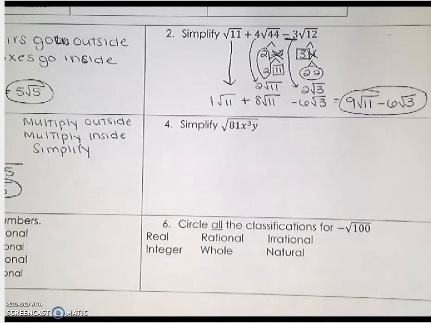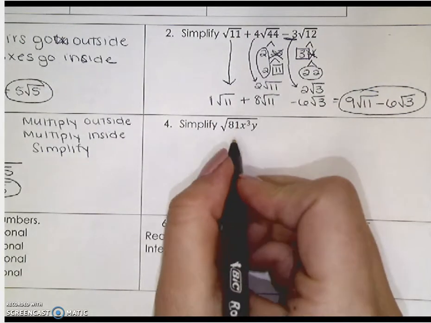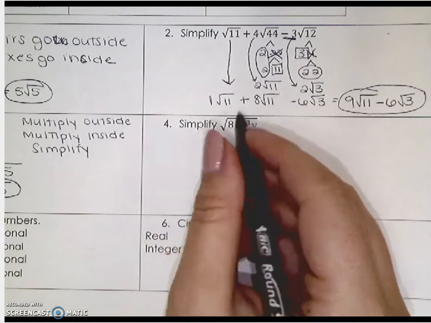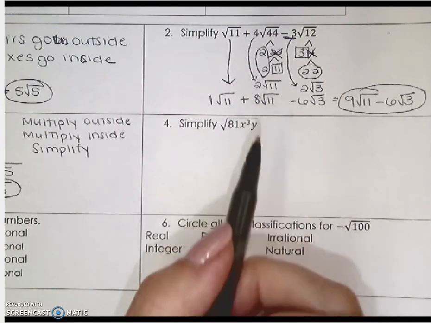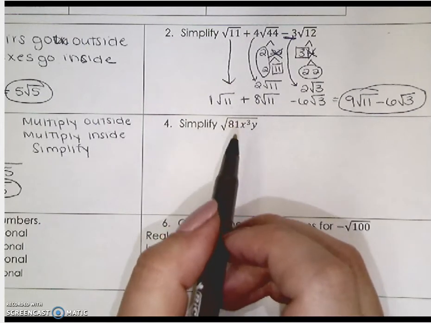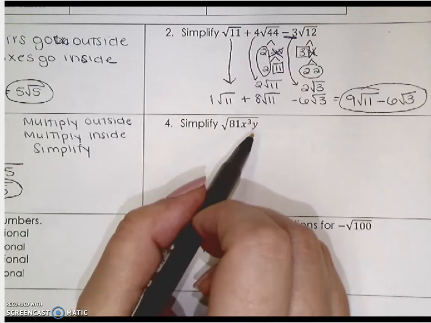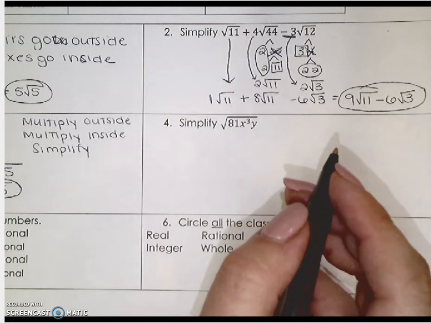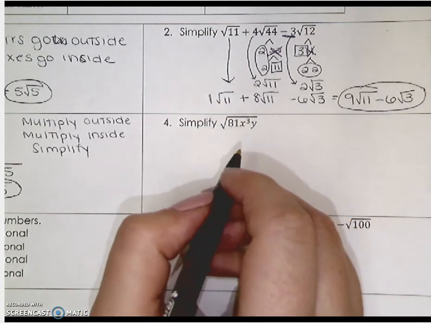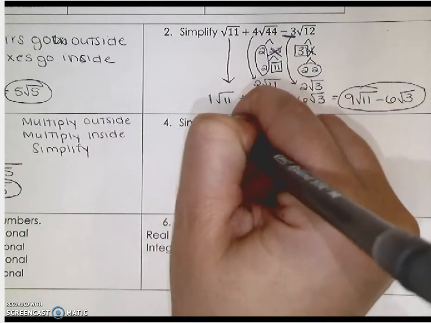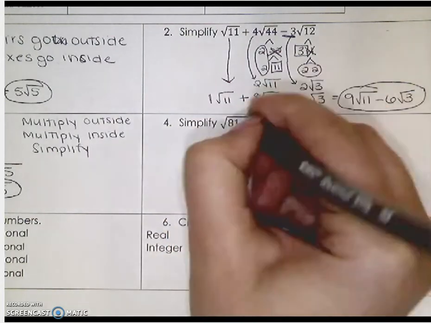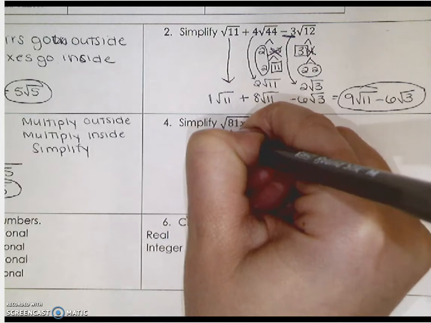Number 4 is another simplifying question. First thing I need to do for this one is to break down 81. Everyone should have a little bell going off in their head because the square root of 81 is a perfect square. The square root of 81 is 9. But you could break down 81 into 9 and 9.